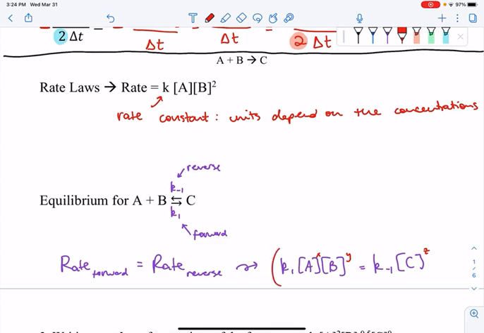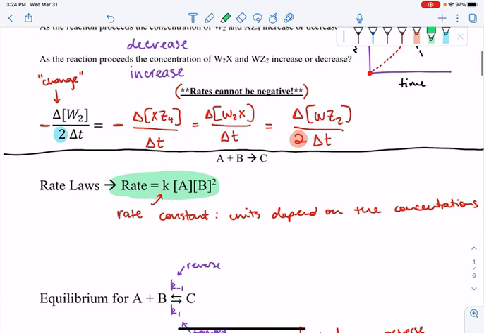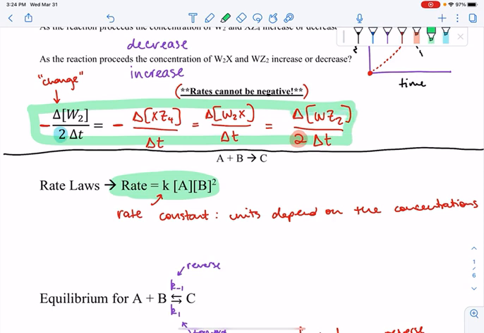But this is the definition for equilibrium, right? When the forward rate is equal to the reverse rate. Okay? Most of the time for this class, this is the form you're going to see rates written in. Sometimes you'll have to deal with rates written like this, but we'll deal with that a little later.